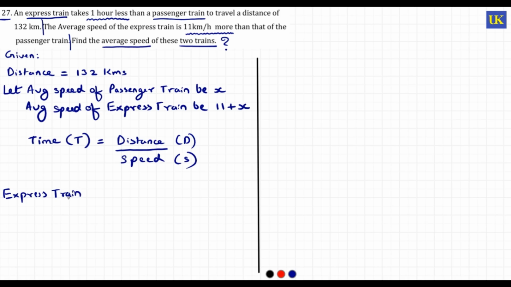Express train. So what we will do, we will write about the express train here and we will write the passenger train details here. Okay. Passenger train. Now let me call the time of the express train as TE.